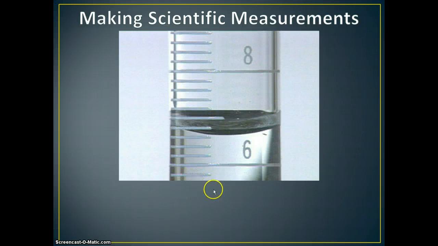This is another type of measurement device that you see commonly in the lab. This is a graduated cylinder. It looks like it goes 6 here, then 7, then 8. So there are 0.2 marks in between each one. So I'll be guessing somewhere between 6.0 and 6.2, somewhere in between there.